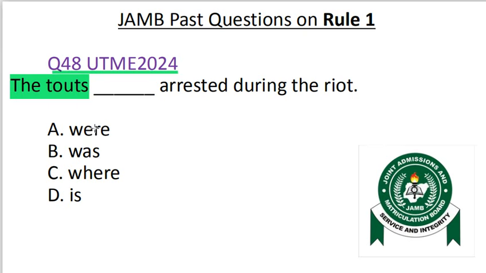Now let's see. Option C, where, is for place, so it cannot be correct. In fact, it is a pronoun, not a verb. So let's eliminate option C. Option A, B, and D, which one is correct? Was is a singular past tense. Is is a singular present tense. It is only option A, were, that is plural past. And that is our correct option. In fact, that is the only plural option in the alternatives. So the touts were arrested during the riot.